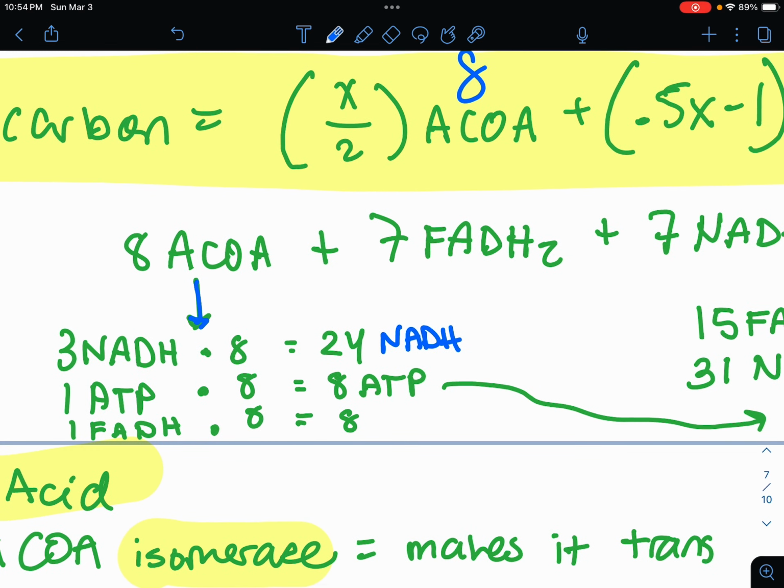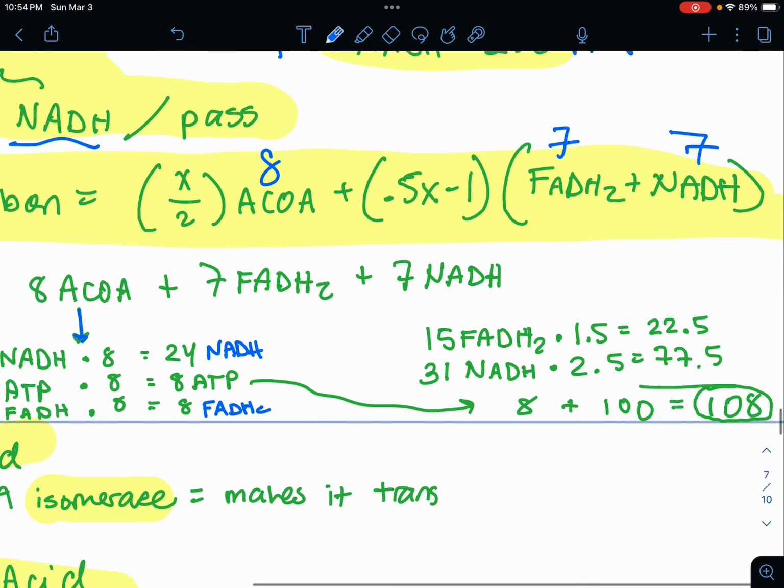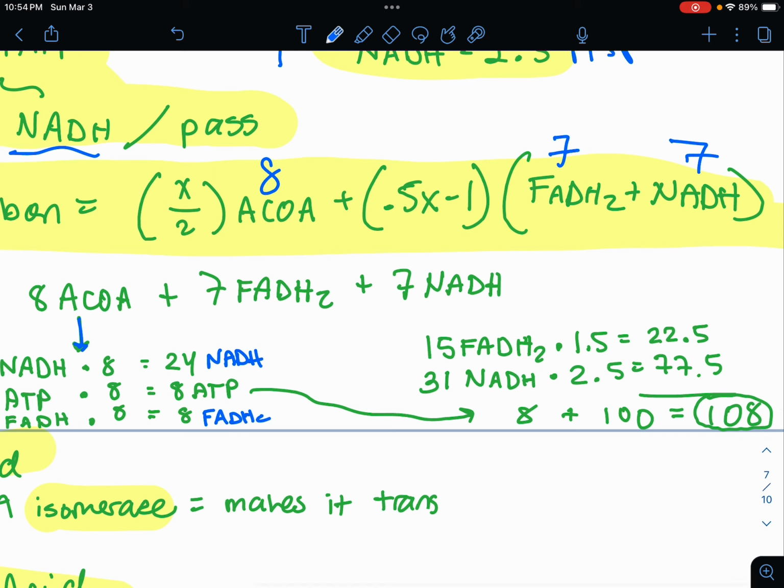We would take the 8, multiply it by the 1 ATP, and then that's 8 ATP. We would take the 8, multiply it by the 1 FADH2, so that would also be 8 FADH2. Okay, after that, we would find that the 7 FADH2, we would add it to the 8 FADH2 from the citric acid cycle to get to 15 FADH2. Now we take the 15 and multiply it by 1.5 to get to 22.5.